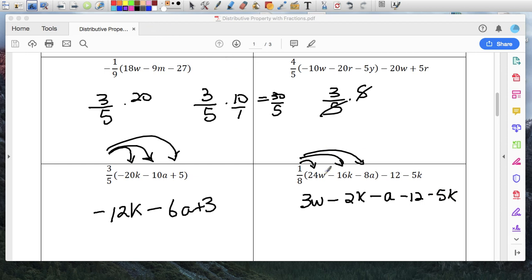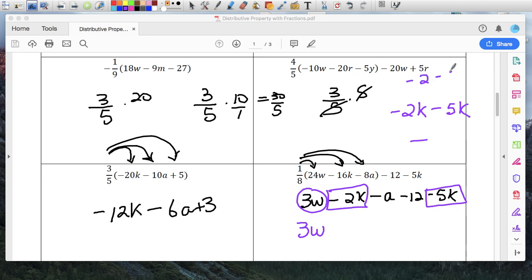Combine any like terms. No, well, yeah, we do. So it's going to be 3w, and so that's one, and then it's going to be minus 2k and minus 5k. And let me do that here. Minus 2k minus 5k. It's going to be minus something, right? So that becomes negative 2 minus 5, or negative 2 plus negative 5, which is going to give me negative 7. So this minus 2k minus 5k is going to give me negative 7k, which I'll do right here. And then I'll copy minus a and minus 12, and those two terms cannot combine with anyone.